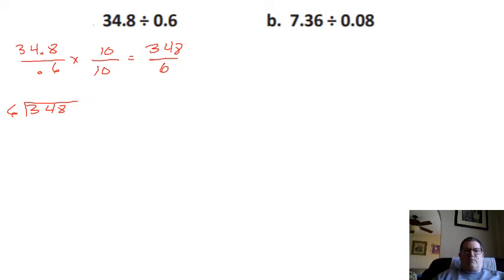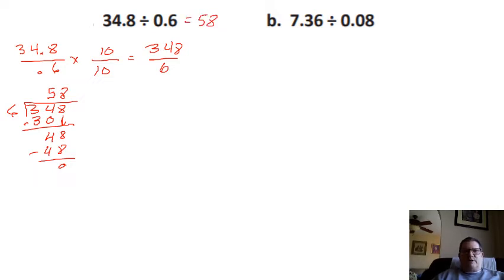Now, when we do standard algorithm, we look at how many 6s will go into the 300s. 6 cannot go into 3, but 6 can go into 34 5 times, because 5 times 6 is 30. And that leaves 4. I bring down my 8. 6 goes into 48 8 times. 8 times 6 is 48, and it gives me a remainder of 0. So I know 58 should be my answer.